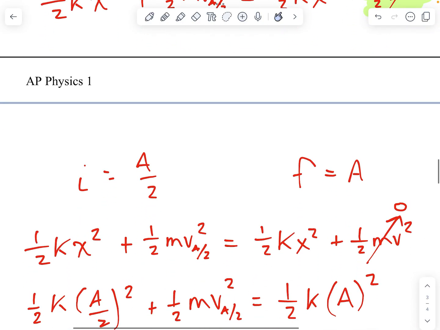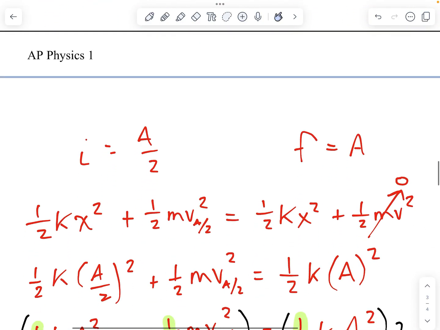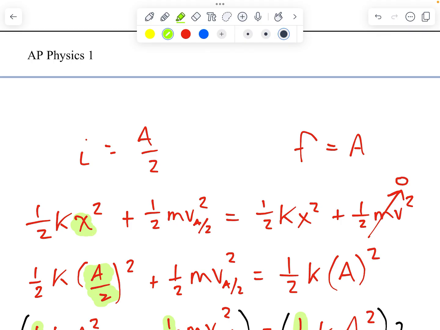So let's do a little bit of substitution. Right here, a over 2 is replacing x because that's the initial position. And here I've written velocity at a over 2. That doesn't mean divide that value by 2, just a over 2 is like a little subscript saying, hey, this is the velocity at a over 2. On the right side of the equation, the position x has been replaced with the value a. It's at the furthest distance to the right.